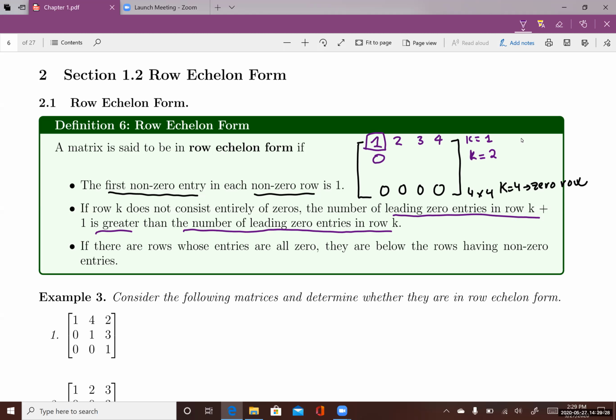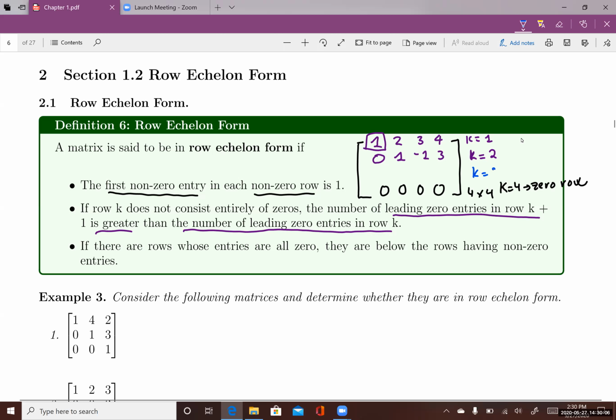You have 1 as a leading zero entry, at least. It doesn't have to be exactly 1, but at least 1. You can have 2, 3, or 4, and so on. But consider the case where the number of leading zero entries of the second row is 1. Then the next entry has to be 1 because it's the first non-zero entry, and by the first condition, it has to be 1. And then the rest of the entries can be any value, depending on the matrix.